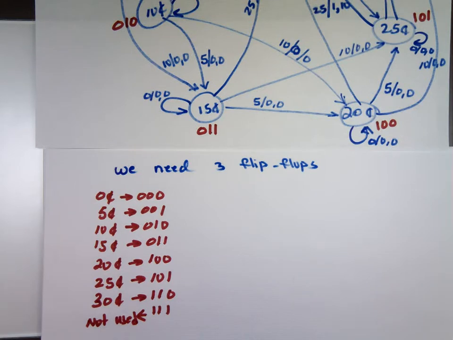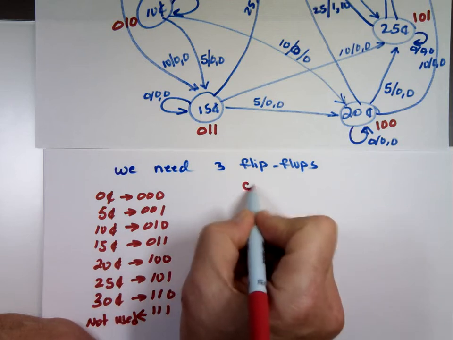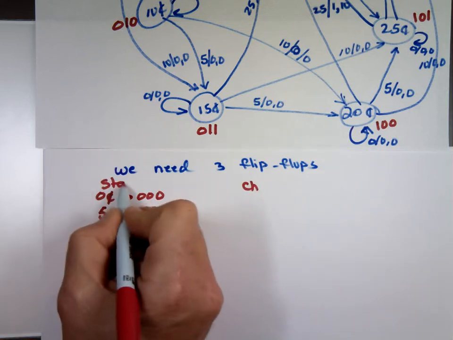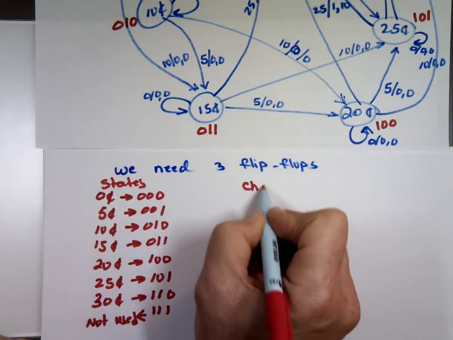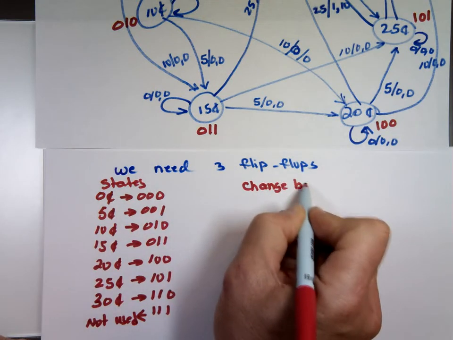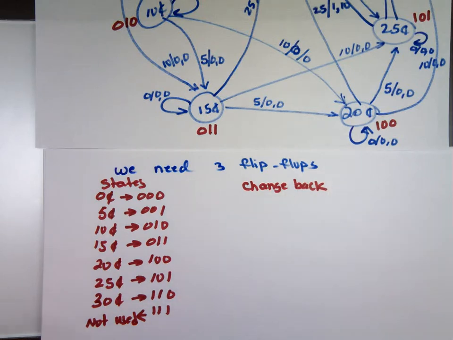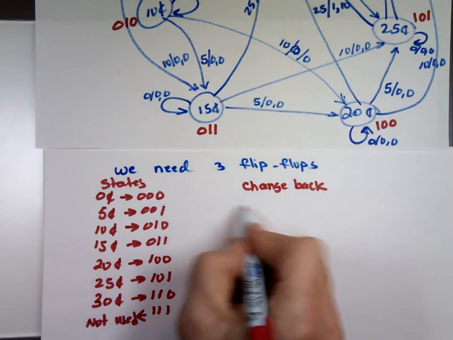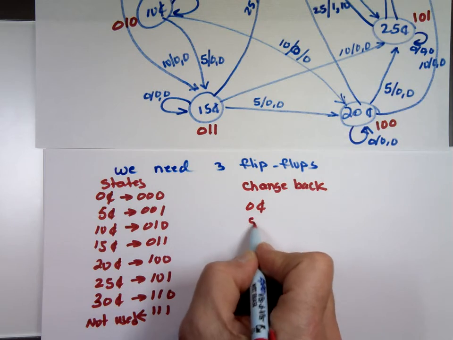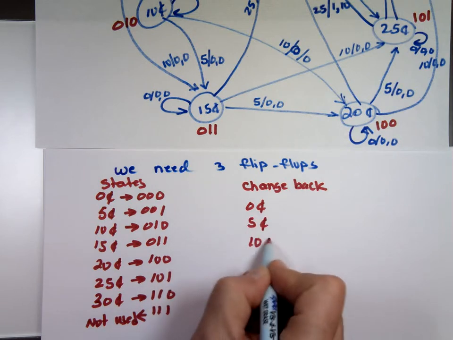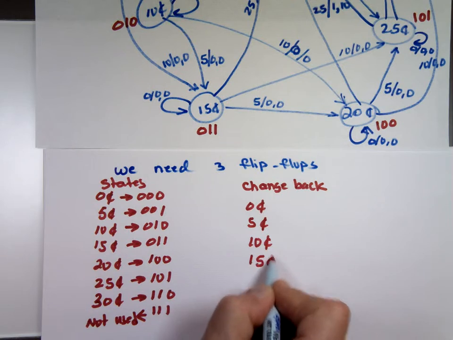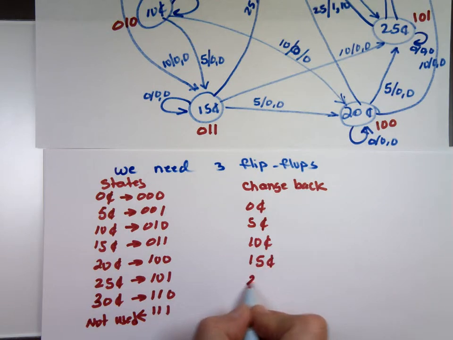Now, change back. Let's look at this. These are the states here, the code of the state. How about the change back? You could have as high as 20 cents. You could have 0 cents, 5 cents back, 10 cents back, 15 cents back, and 20 cents back. Which means I'm going to need 3 bits to represent that. 2 will not do it. If it's 2, I have 4 options. I have 5 options here.